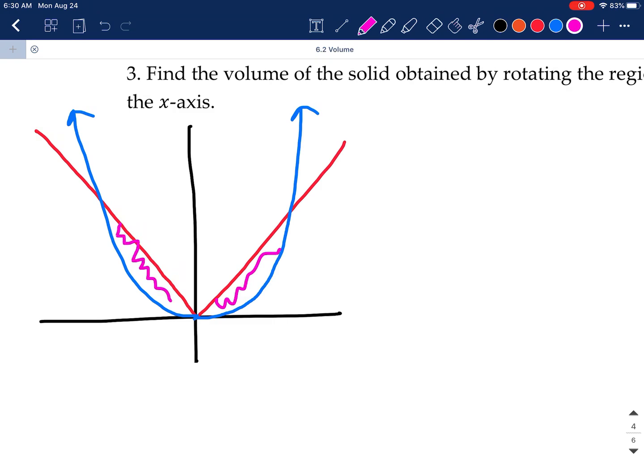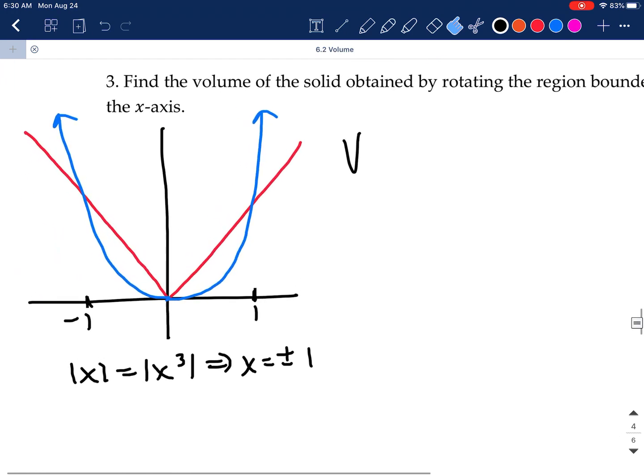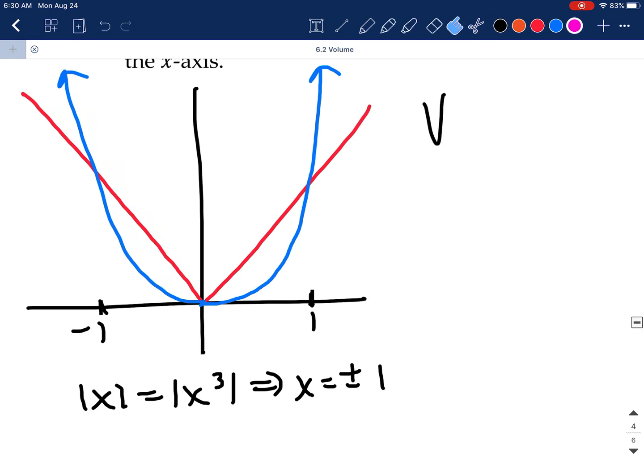And so then our region is going to be 2. There's going to be 2 regions. And we have symmetry about the y-axis, so again, we can use that even symmetry. So let's go ahead and figure out where they intersect. So absolute x equals absolute x cubed if x is plus or minus 1, obviously. Okay. So then, and we're rotating about the x-axis. Okay, so rotating about the x-axis.